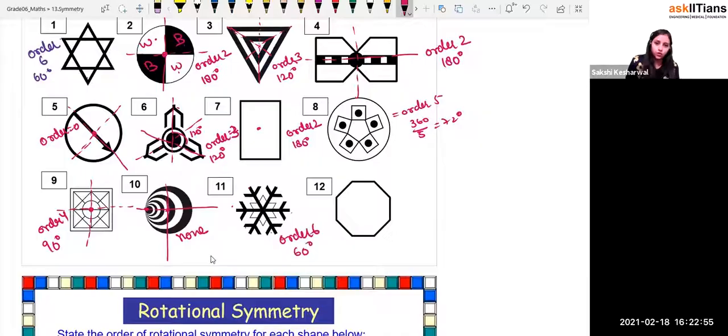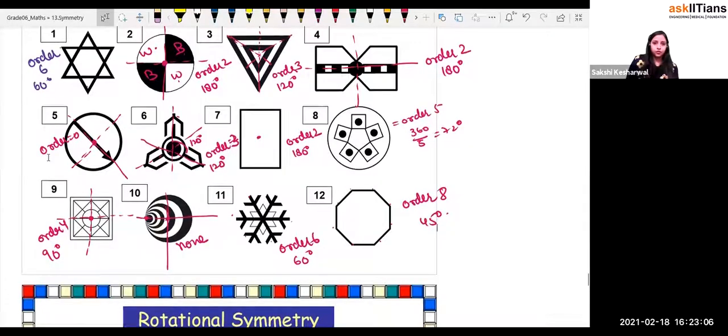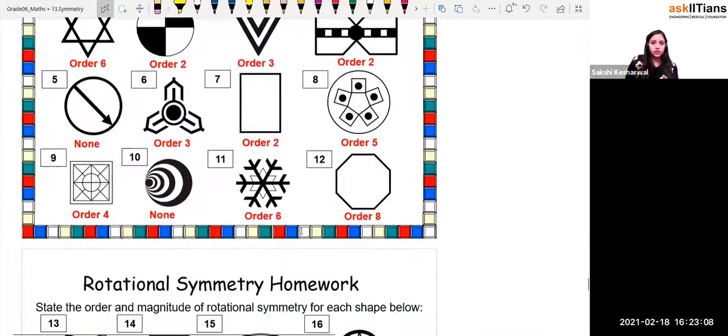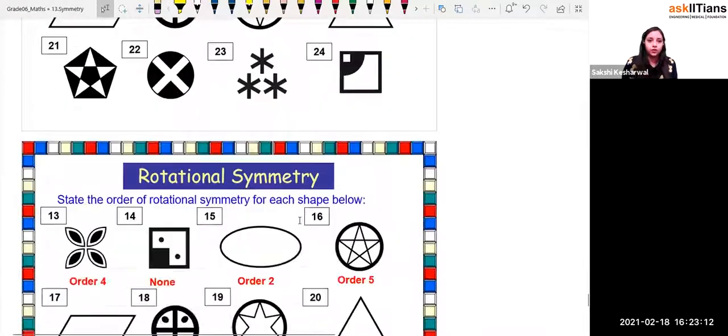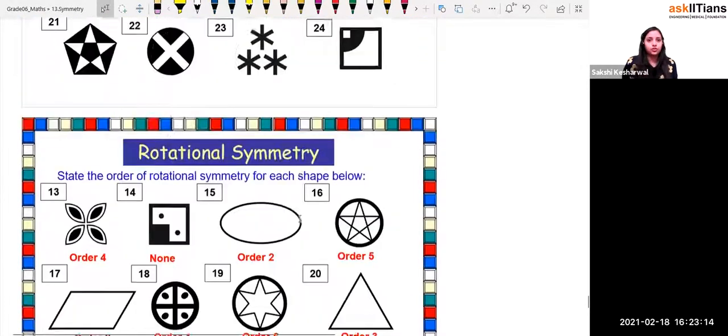So this is what, an octagon: 1, 2, 3, 4, 5, 6, 7, 8. This is an octagon. So for the regular octagon, the order is 8, and the angle is what, beta, 45 degrees, right? So this is like 12 questions we did in the class, right? And the rest you can do as part of your homework, right? And the answers are also written, so just give it a try.